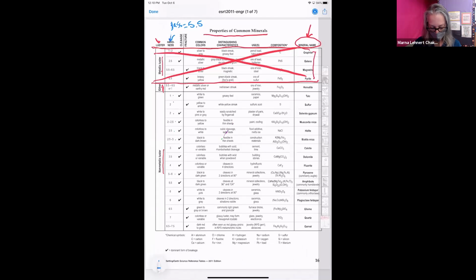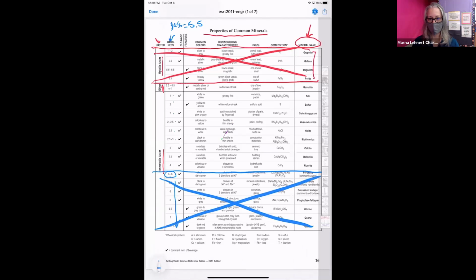So 5.5 would be down here. So all of these, from 5.5 all the way down to 6.5, it probably isn't any of these minerals, right? So I can cross those off. And I know I can ignore all of those, right?